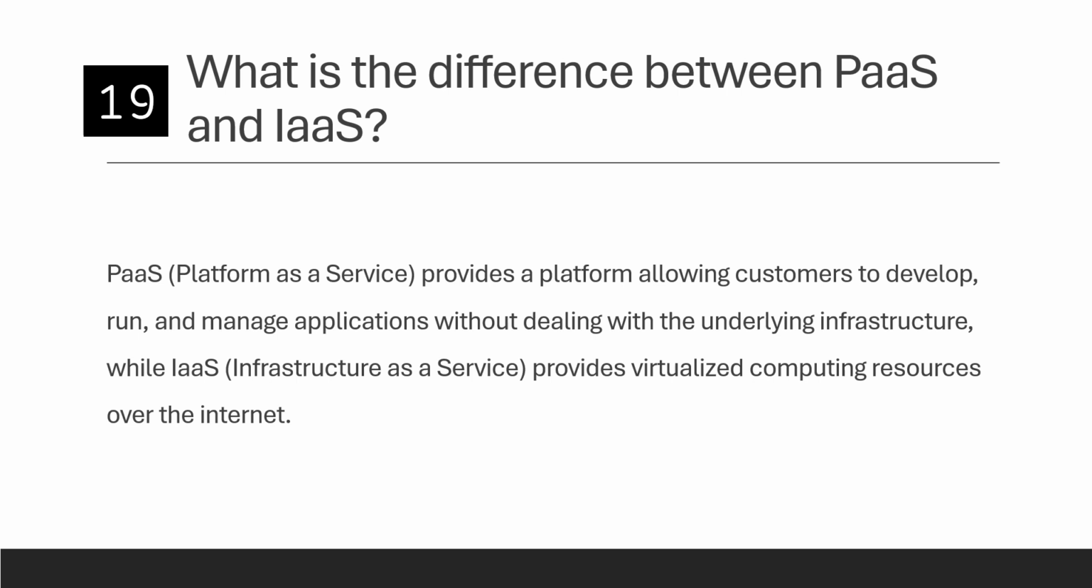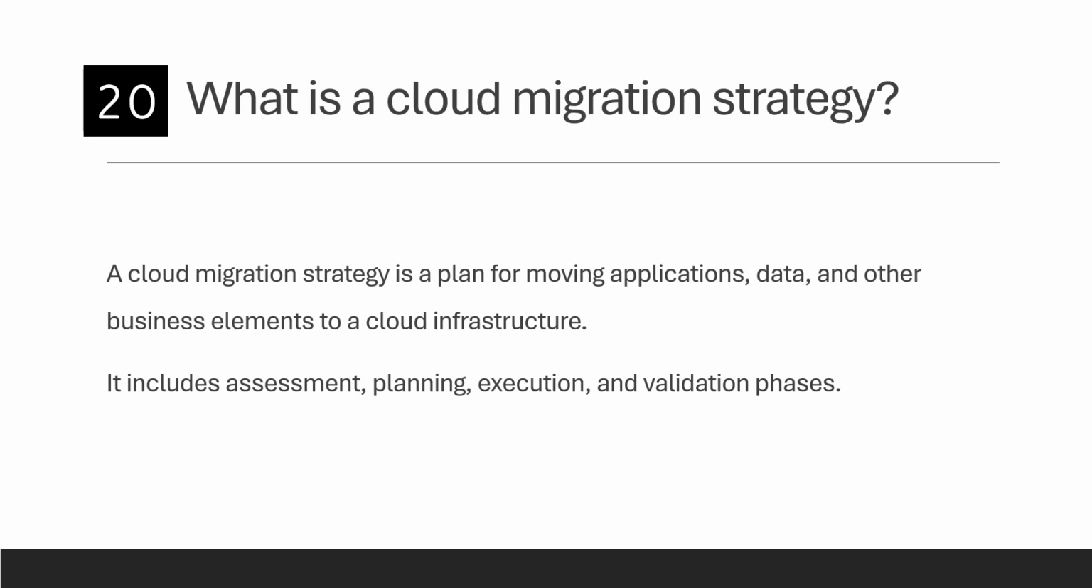What is the difference between platform as a service and infrastructure as a service? Platform as a service provides a platform allowing the customers to develop, run, and manage the applications without dealing with the underlying infrastructure, whereas infrastructure as a service provides virtualized computing resources over the internet. What is a cloud migration strategy? A cloud migration strategy is a plan for moving the applications, data, and other business elements to a cloud infrastructure. It includes assessment, planning, execution, and validation phases.